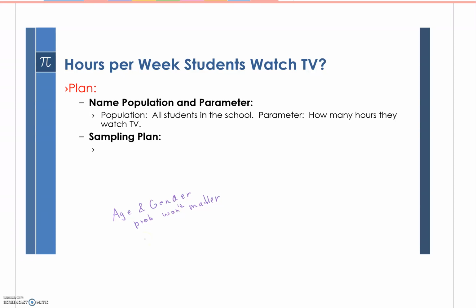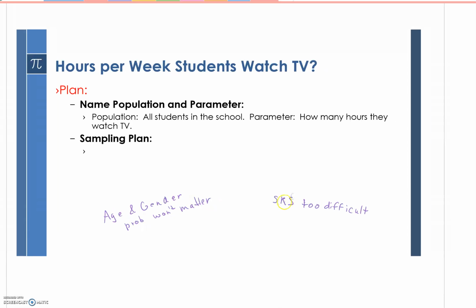I think, and we've talked about this before, if I were to assign students, all the students in a school, a number, or just use their ID numbers, it's pretty hard to track them down. So simple random samples might not work for the school. It's going to be too difficult, probably pretty timely. It's going to take us just too much time to do a simple random sample. So instead, I could do a systematic or a cluster.